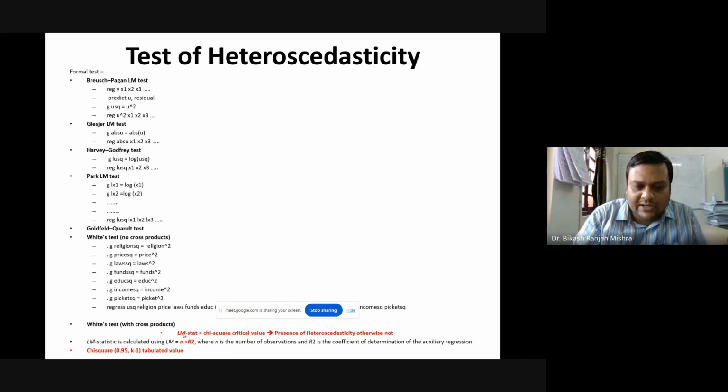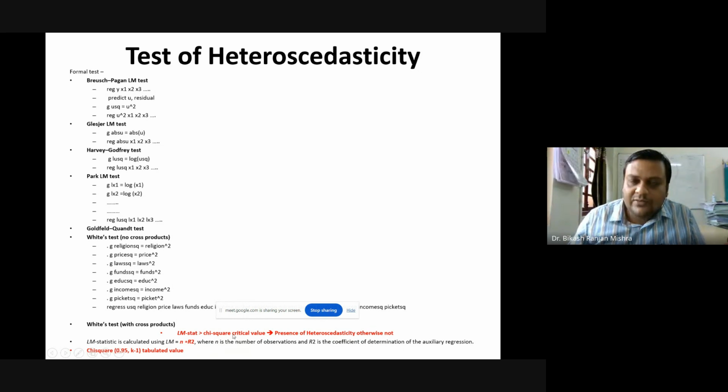And you find out the chi-square distribution for 0.95 as the base, the 95% level of significance, and degrees of freedom is k minus 1. So if you have three independent variables, then 2 degrees of freedom, and go for the 5% level of significance tabulated value. Or if you have 10 independent variables, then 9 degrees of freedom with the 5% level of significance chi-square value. That chi-square value will be your tabulated chi-square, and whatever is n times R square, which is the LM statistic, will be considered as the critical value.